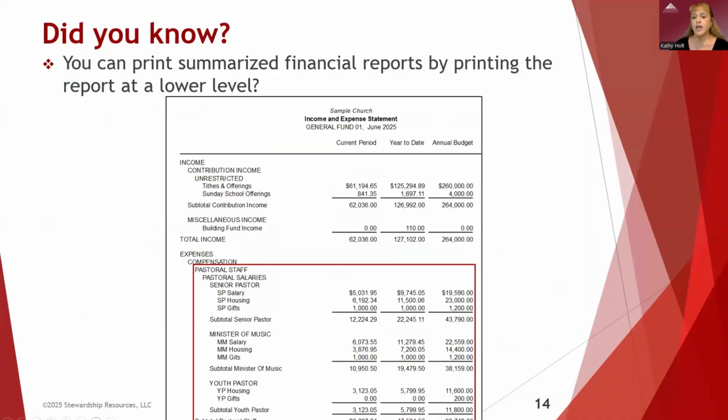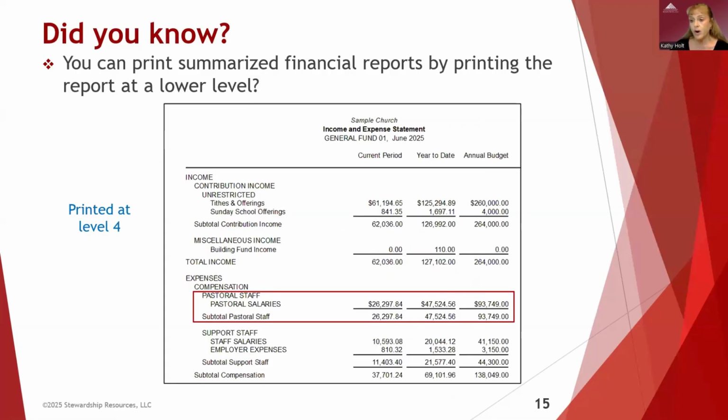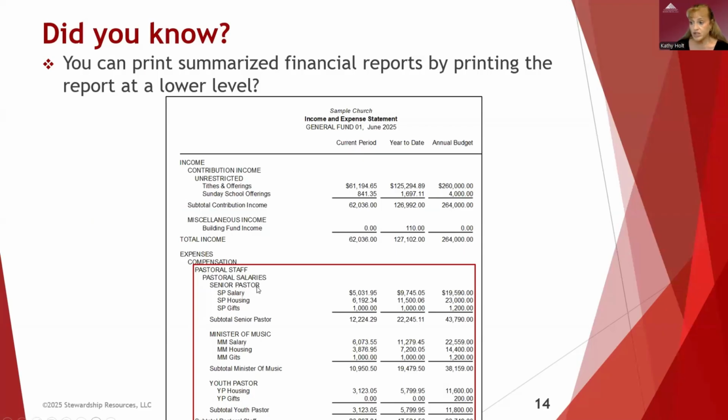Did you know that you can print summarized financial reports by printing the report at a lower level? For example, here's an income and expense report that's printed at a level 6. So I want you to focus on the section for the pastoral salaries here. See how much detail there is here? Level 6 is the most detail. So now let's look at the same report printed at a level 4. So we went from this much detail to this much detail.